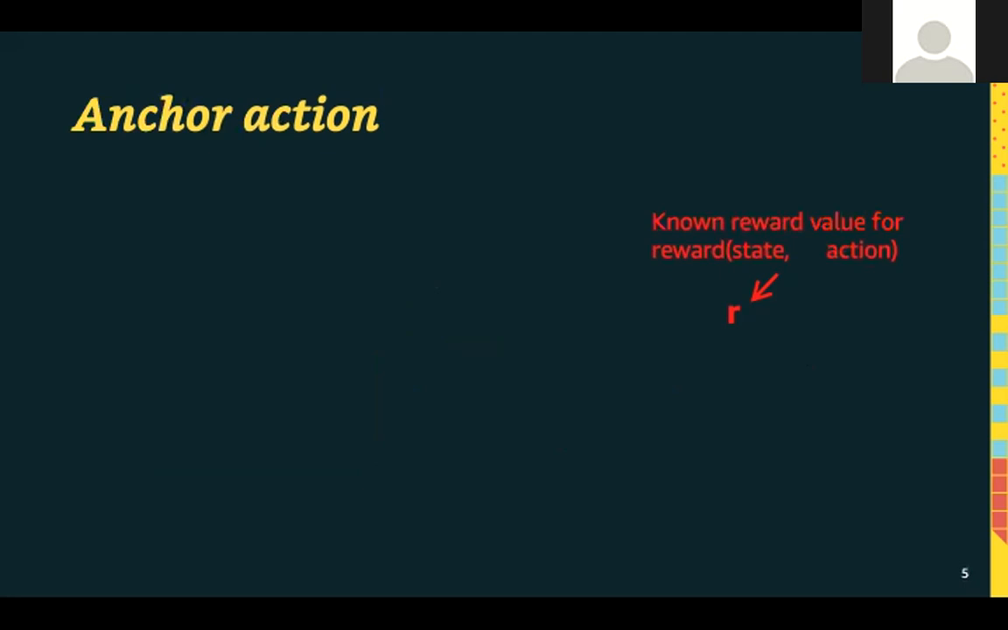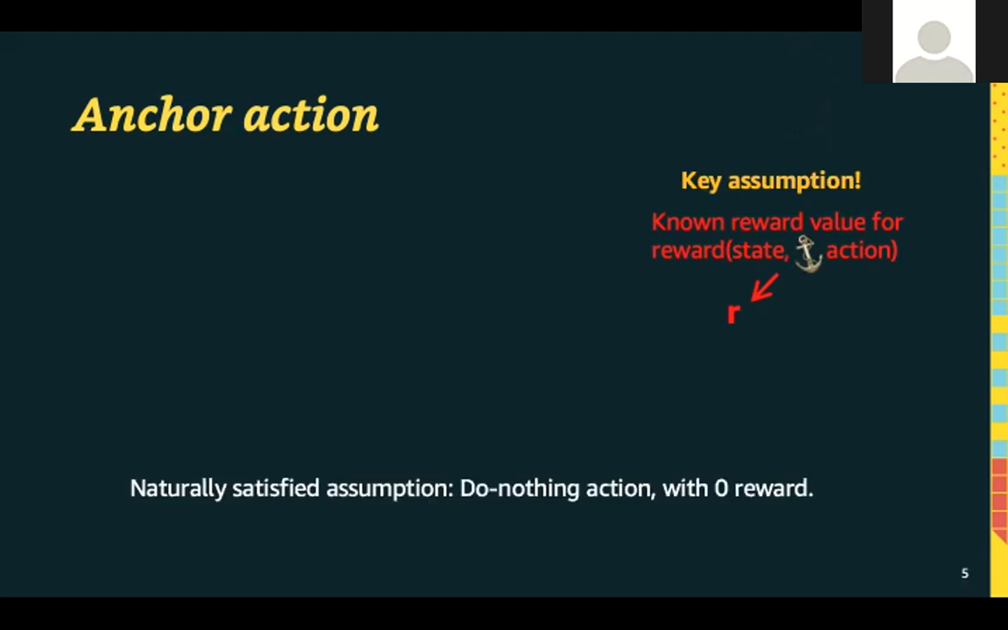We add the concept of an anchor action. For each state, an anchor action is an action whose reward is known a priori. This is a key assumption in our method. You may object, hey, it's very restrictive. No, it's not. It turns out to be naturally satisfied in many situations. You can simply add the action of doing nothing with 0 reward, and that's it. You have an anchor action.